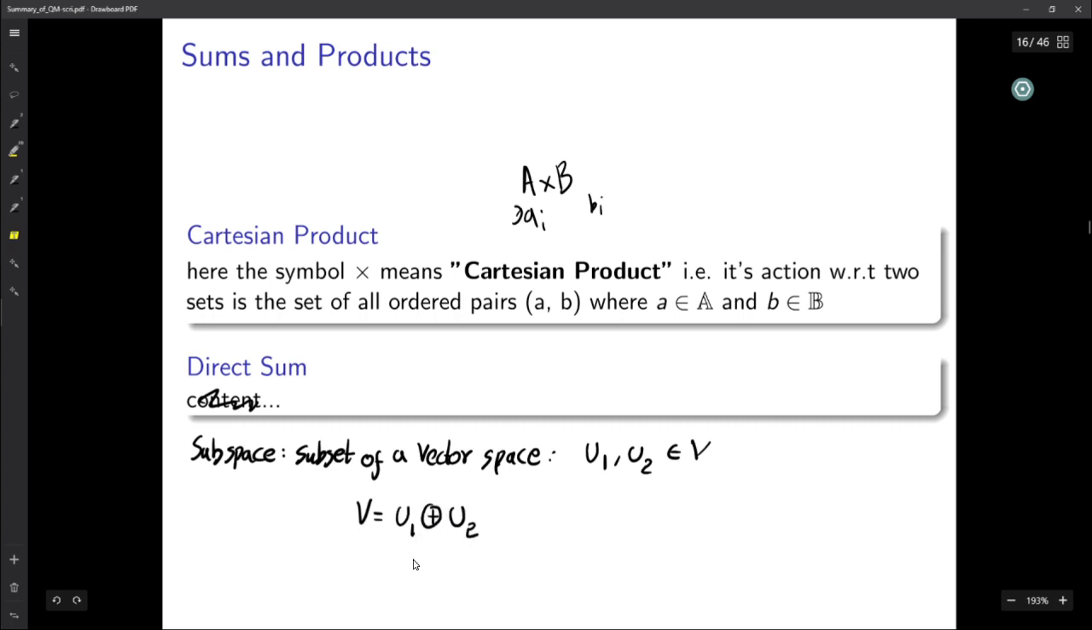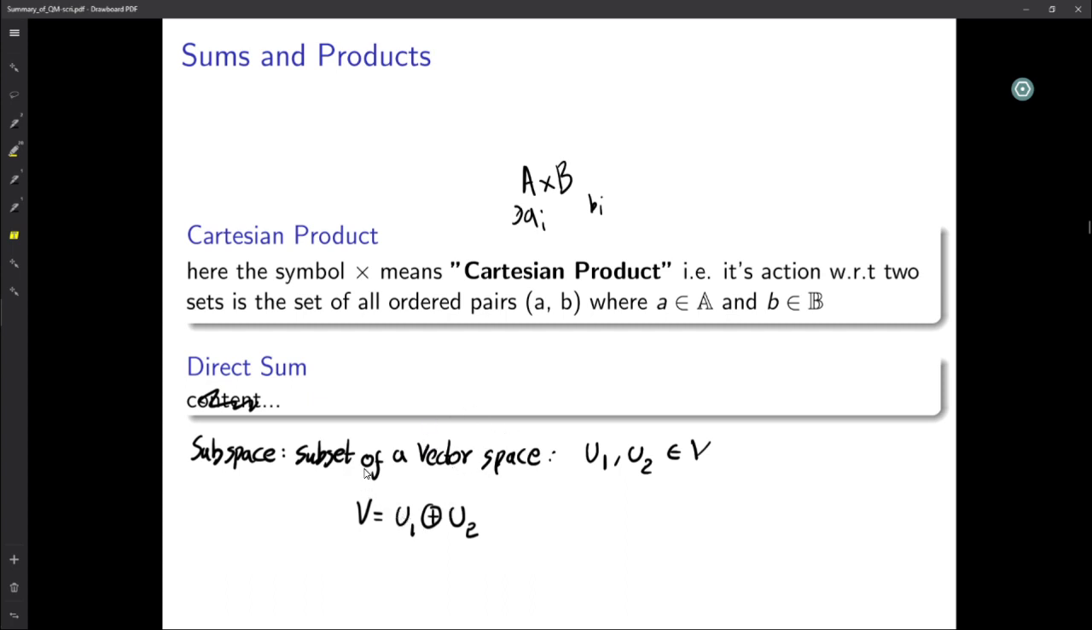And there's just two conditions for this. That V can be expressed in this form if and only if this subspace and this subspace contain elements that don't cross over each other, which is to say, if you draw a Venn diagram, there are no intersecting elements.